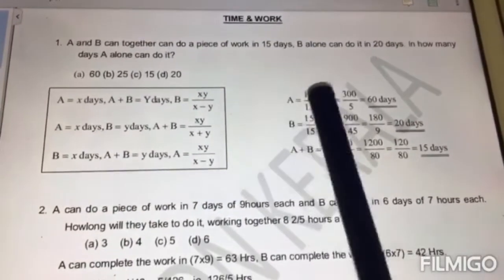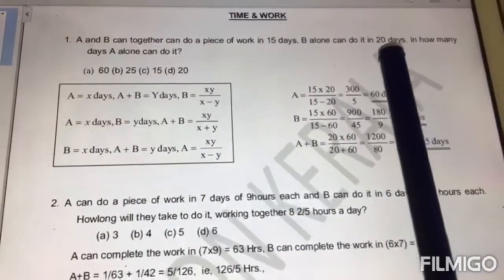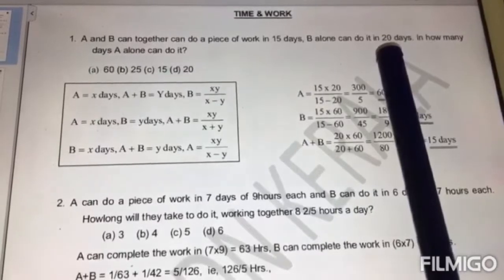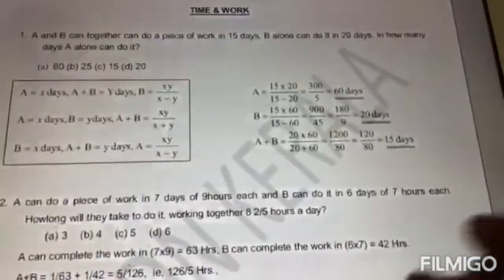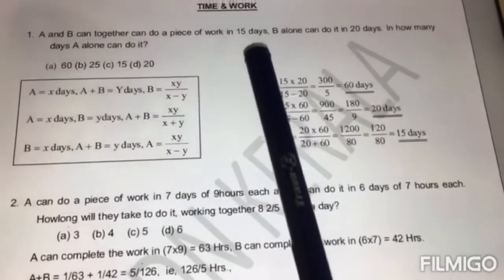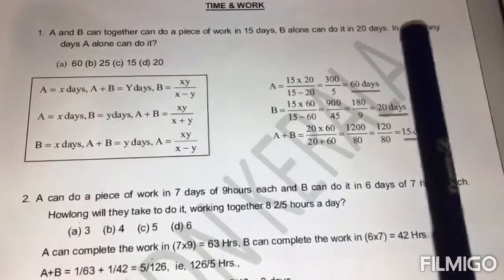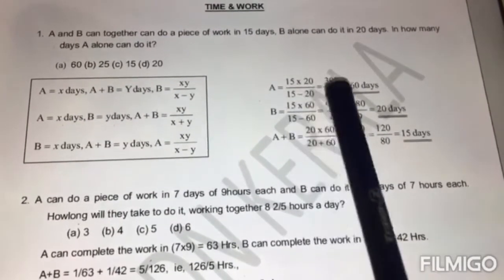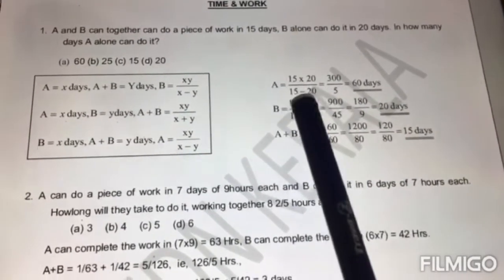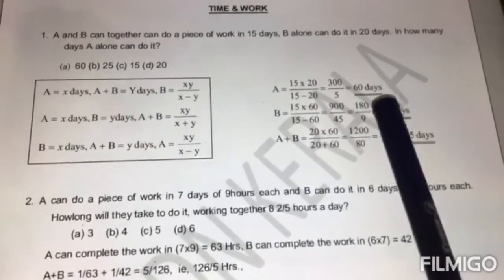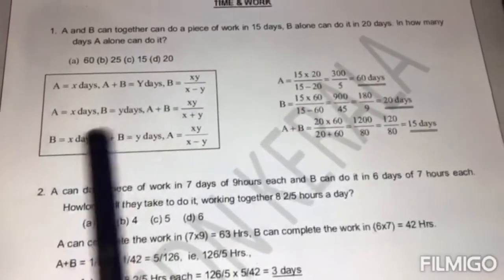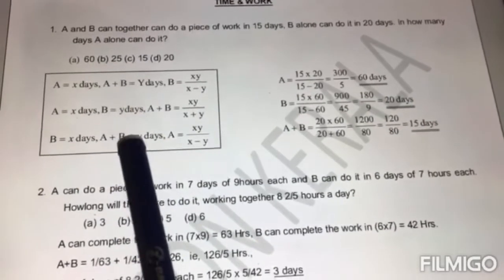So here what is X? It is 20 days. What is Y? It is 15 days. Here 15 is A plus B, so 15 is Y, and let 20 days be equal to X. So it is nothing but 15 into 20 divided by 20 minus 15, and you will get 60 days, right? These are nothing but different ways of doing the same thing.